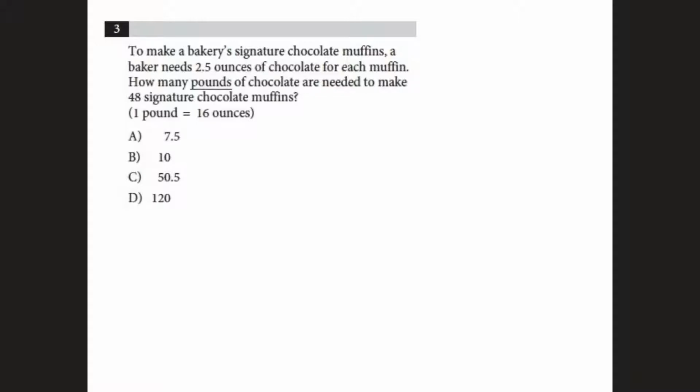Number 3. To make a bakery's signature chocolate muffins, a baker needs 2.5 ounces of chocolate for each muffin. How many pounds of chocolate are needed to make 48 signature chocolate muffins? 1 pound is 16 ounces. Okay.